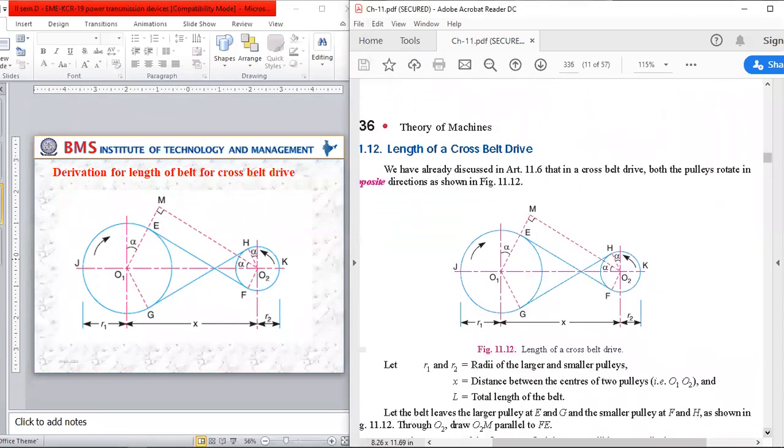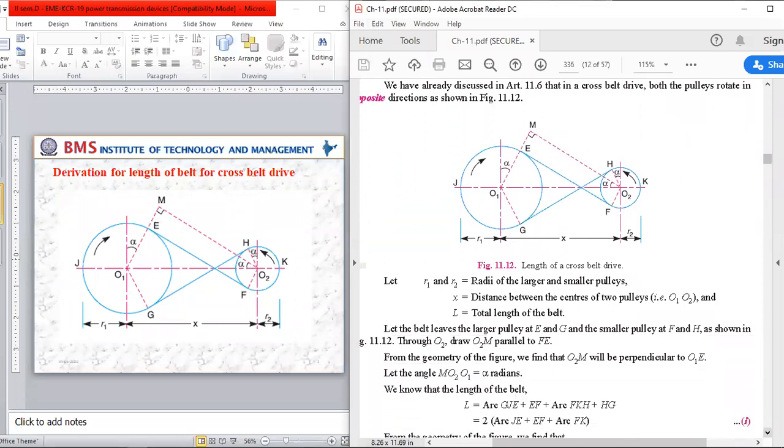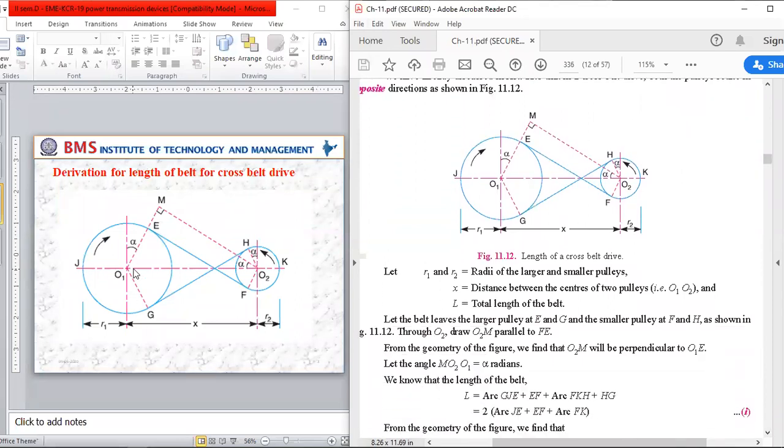So here the terminology is the same. The x is nothing but the distance between the centers of the two pulleys. O1 is the center of the driver pulley, and O2 is the center of the driven pulley, or larger pulley and smaller pulley. Then R1 is nothing but the radius of the larger pulley, R2 is nothing but the radius of the smaller pulley, and then this is the angle made by the belt up to arc GJE.